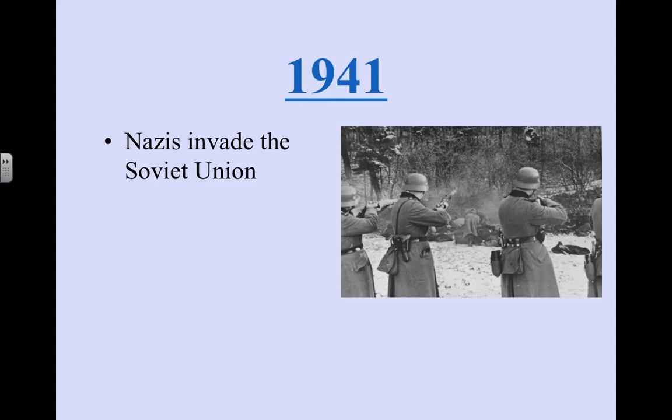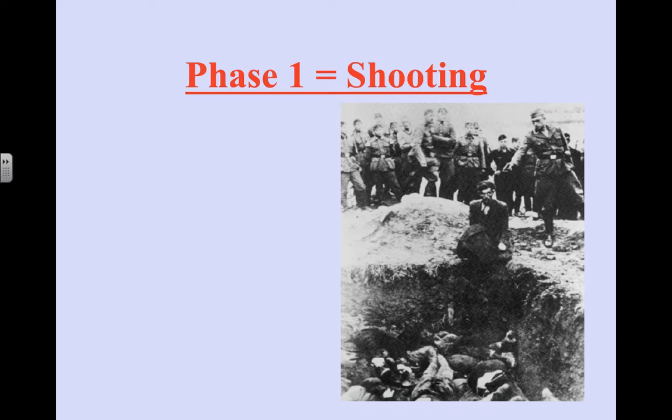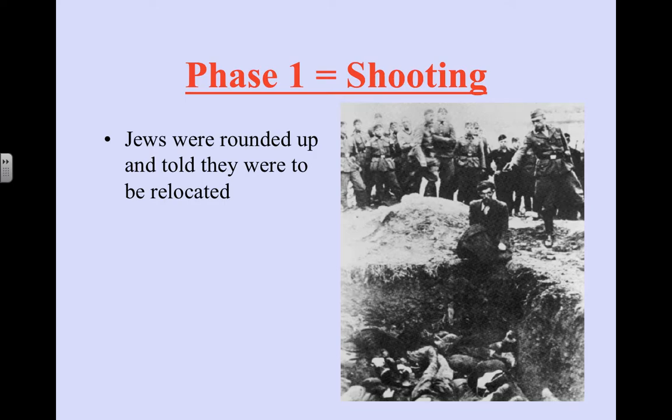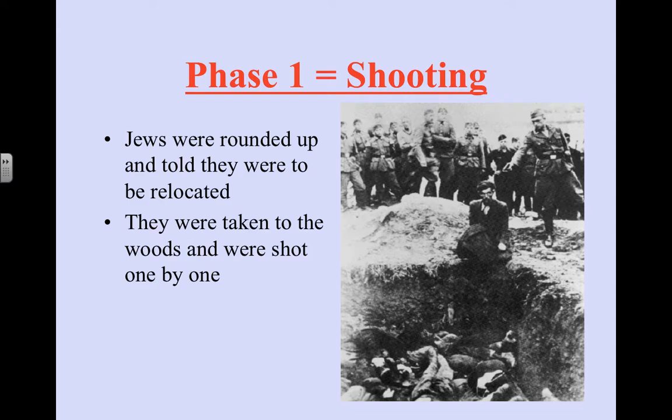In 1941, the Nazis invade the Soviet Union. And the Jewish population was about 3 million in the Soviet Union. And then phase 1, shooting. Jews were rounded up and they were told to be relocated. That means to move somewhere else. They were taken to the woods and were shot one by one.